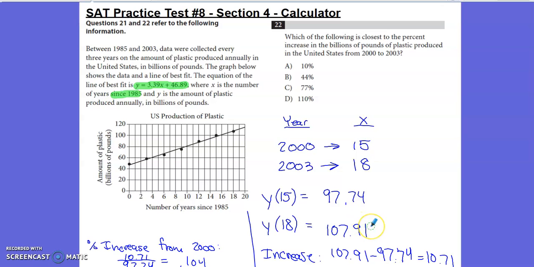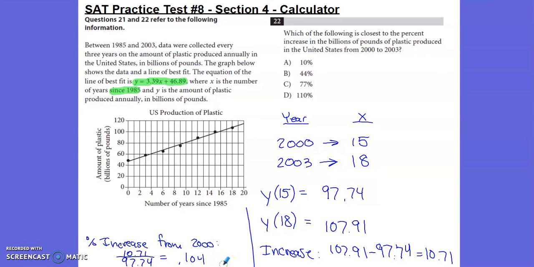I wanted to know what the amount of increase was. So the amount of increase, if I take the higher value minus the lower value, I get 10.7 billion pound increase between 2000 and 2003. If I want to know the percentage increase, it might be hanging off the bottom of what I'm able to show you here. Try this, I guess.